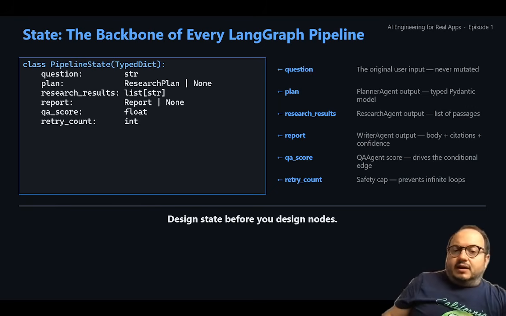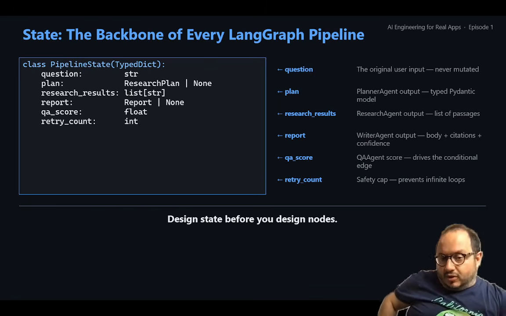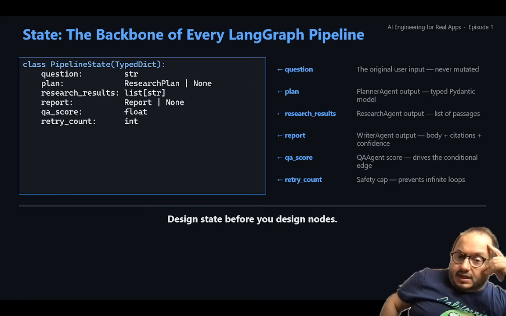Here's what our state looks like. We define a TypedDict called PipelineState. It has a question field, that is the original user question, a string. It has a plan field, that is the output of the PlannerAgent, an instance of our ResearchPlan Pydantic model. It has a research results field, a list of strings from the ResearchAgent. It has a report field, an instance of our report model. It has a QA score field, a float between 0 and 1, and a retry count, an integer that caps how many times the loop can run.